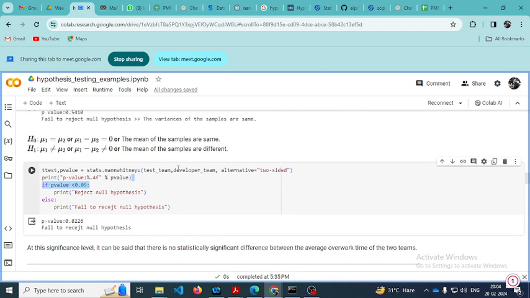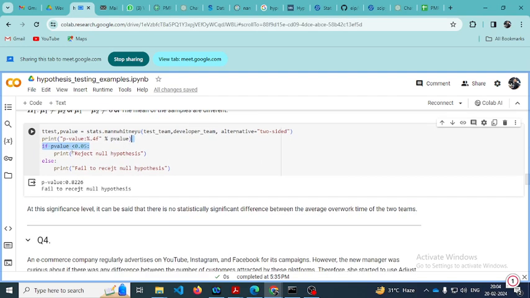You can call this function directly. For this kind of problem, you can use the Mann-Whitney U function, where you will get a p-value. My p-value is 0.822. This is greater than the level of significance, so it will fail to reject the null hypothesis.